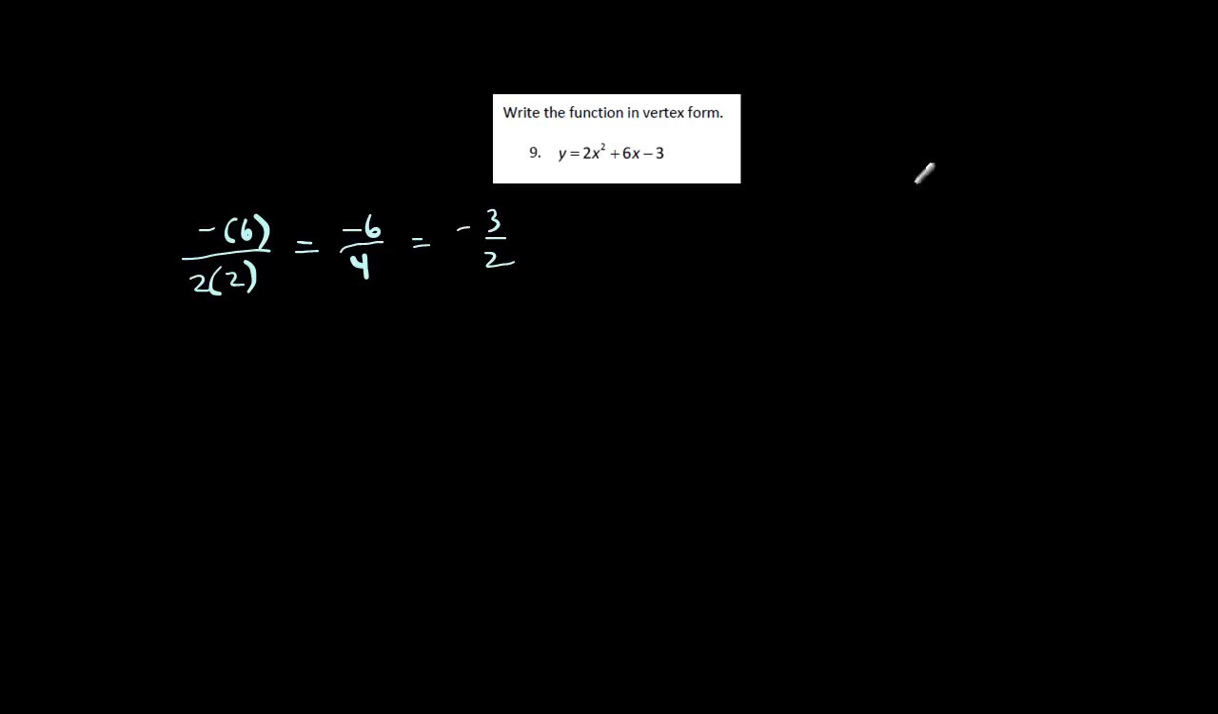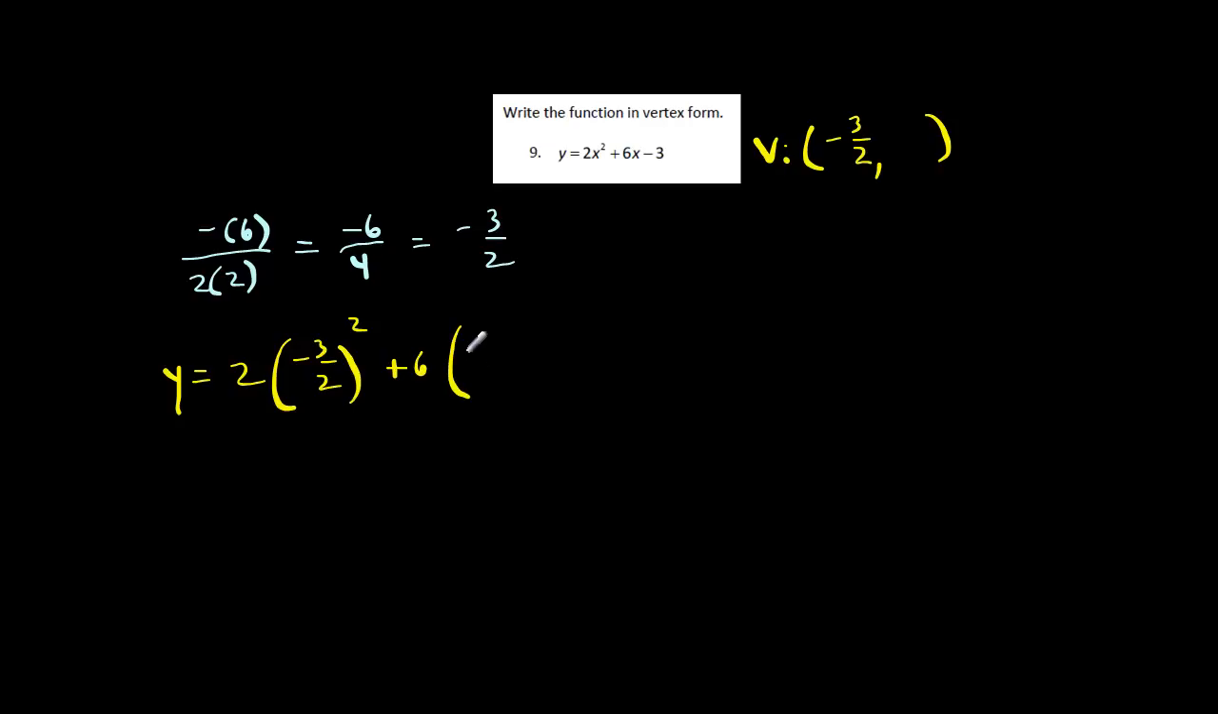Now we have to plug that in to find out my output. So y equals 2 times -3/2 squared plus 6 times -3/2 minus 3. 2 times, this is 9/4. 6 and 2 can cancel, so -9 minus 3. The 2 and 4 can cancel.